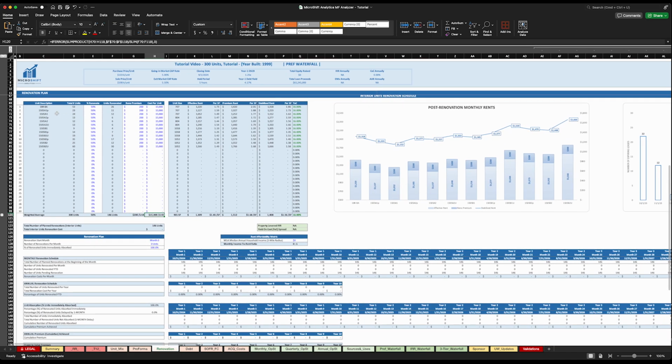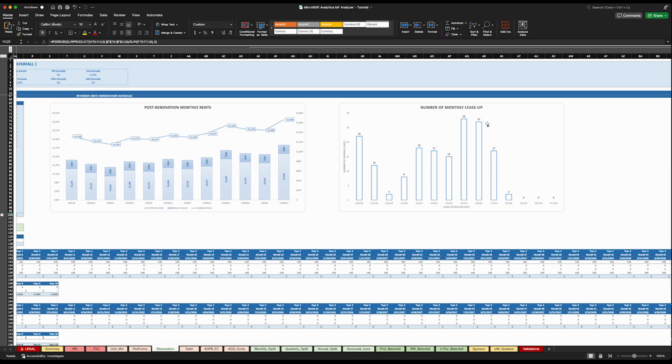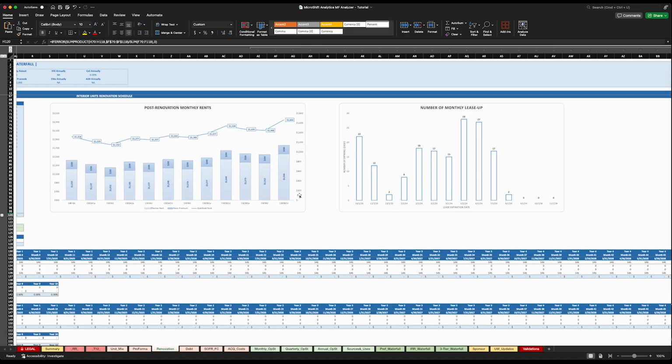Now we have our unit type specific renovation plan. We know our yield on cost for each of those renovations. The chart, we can see clearly how much our rent will be increasing by. And this table is that lease up table that we saw back on the rent roll tab. This lease up table that shows you the number of units that will be coming up for lease renewal by each month.